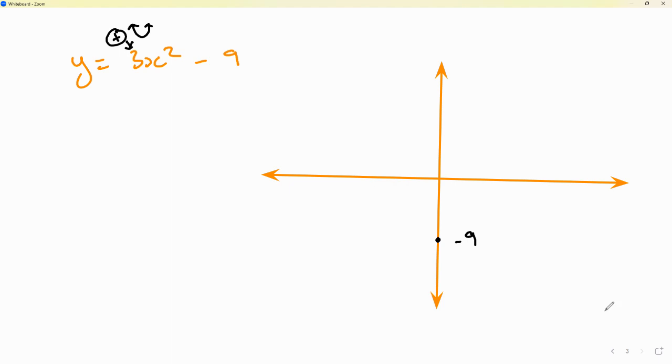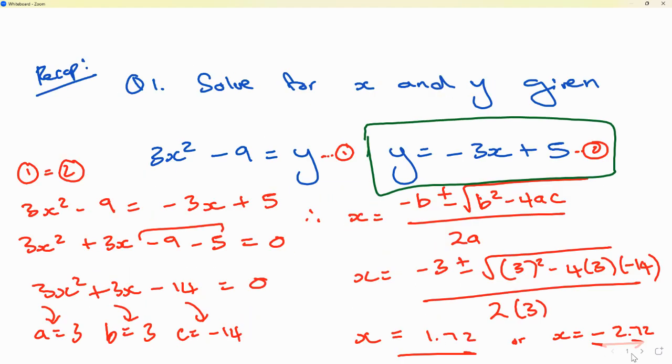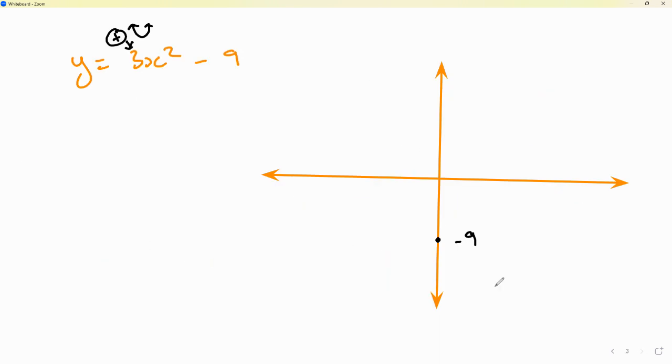All right. If there's any other information that I have, I also have, let's write this equation, negative 3x plus 5. So y equals negative 3x plus 5. And my y-intercept is 5. Okay. It'll be about here somewhere. This is a sketch. This is not drawn to scale.